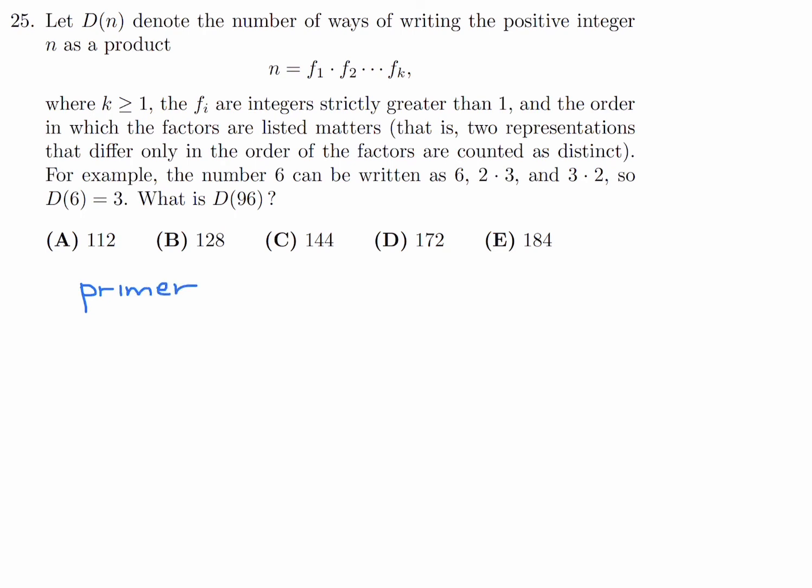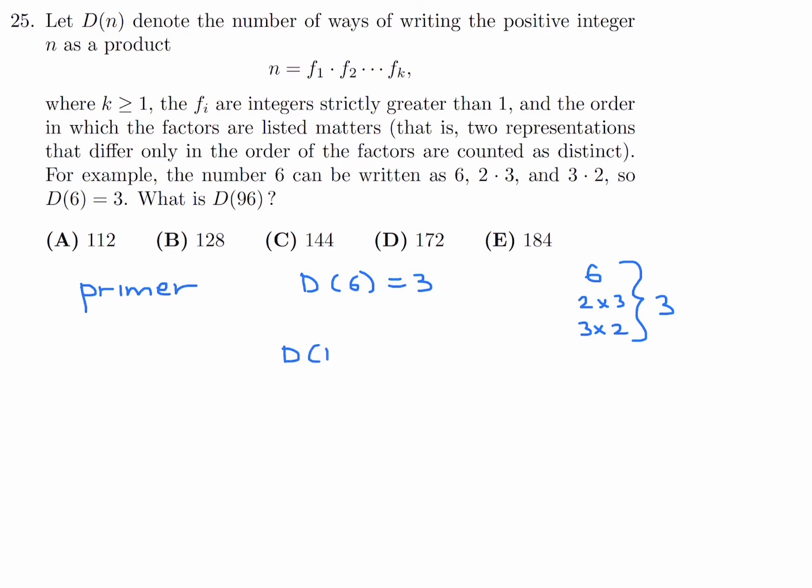Okay, I wanted to give a little bit of a primer before I jump right into this question, and that is, how do we figure this out? Well, they gave us a nice example that D(6) is 3, and they even showed us how. D(6) is 3 because 6 can be represented as 6, or 2 times 3, or 3 times 2. And that is the only way I can break it up into a string of numbers where the product is equal to 6. So since there's only 3 ways of doing that, D(6) is 3.